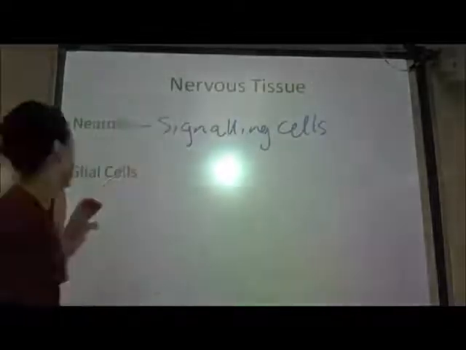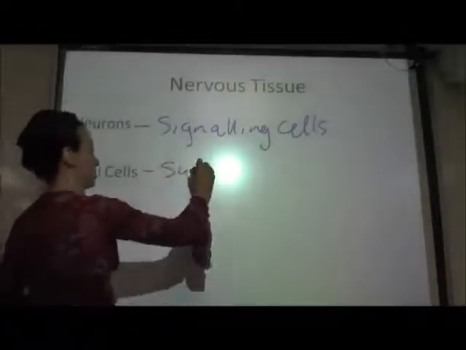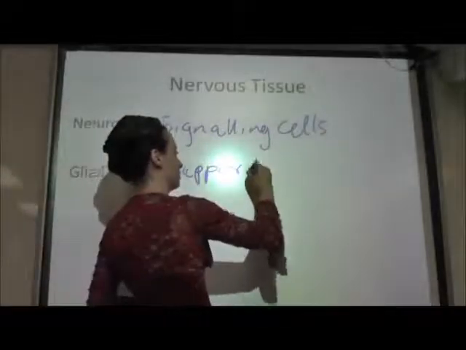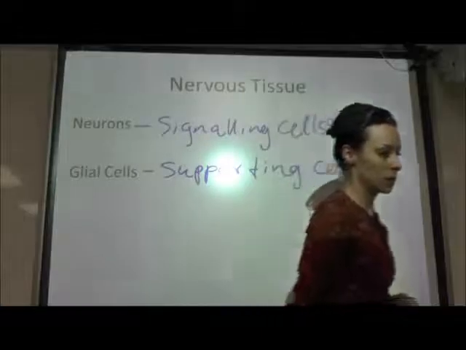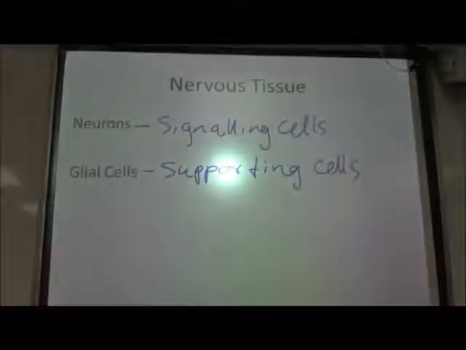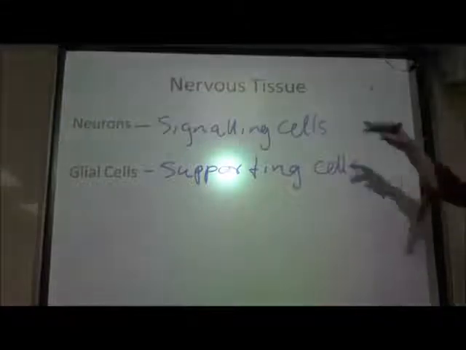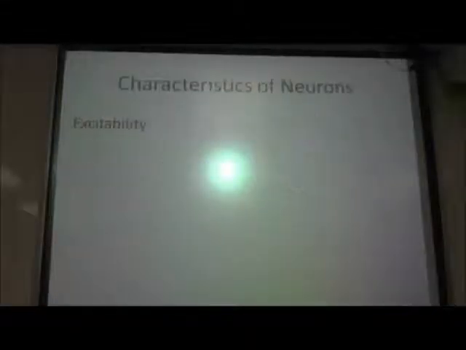And then we've got a bunch of glial cells that are supportive. So these are supporting cells. And we'll talk about the specific types of glial cells in just a little bit. So our glial cells are going to support our neurons. Neurons are the cells that are doing the business of the nervous system, which is sending all of these signals around. So we can look at the characteristics of neurons.